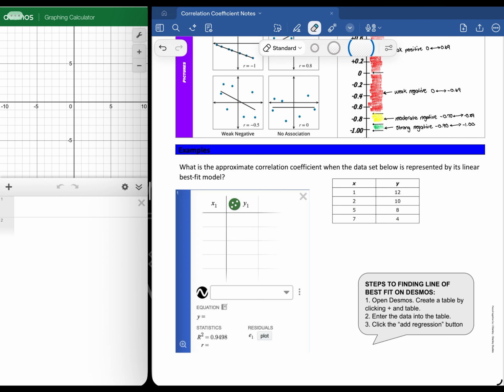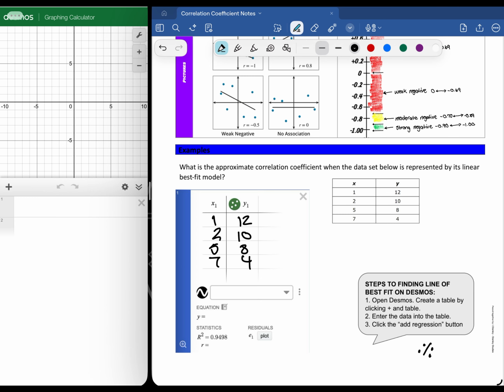And then we're going to hit the add regression. Remember that your add regression button is aligned with some dots around it. And that pops up when you finish filling in your table. So we're going to fill in the spots where our points should be. So we have x values 1, 2, 5, and 7. We have y values 12, 10, 8, and 4. And when we do that, we hit the regression button, and we're going to be looking for a linear regression for this question.